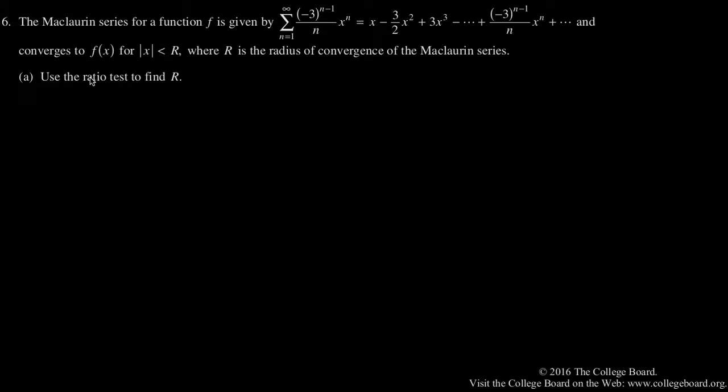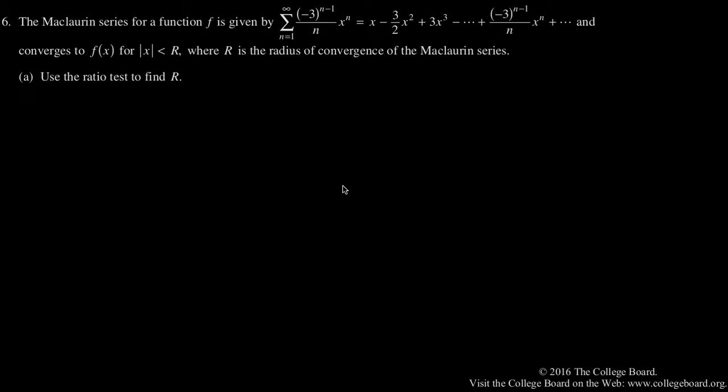And they say that it converges to some function, which is the function this is a Maclaurin series for, for all x's whose magnitude are less than r. R is the radius of convergence. So we want to use the ratio test to find r.